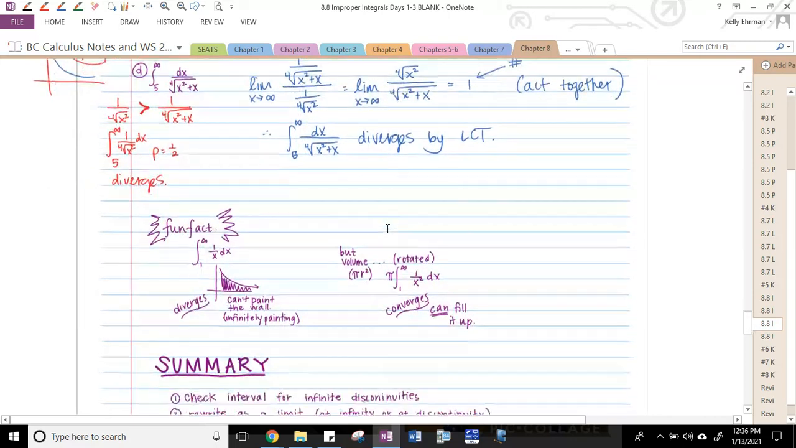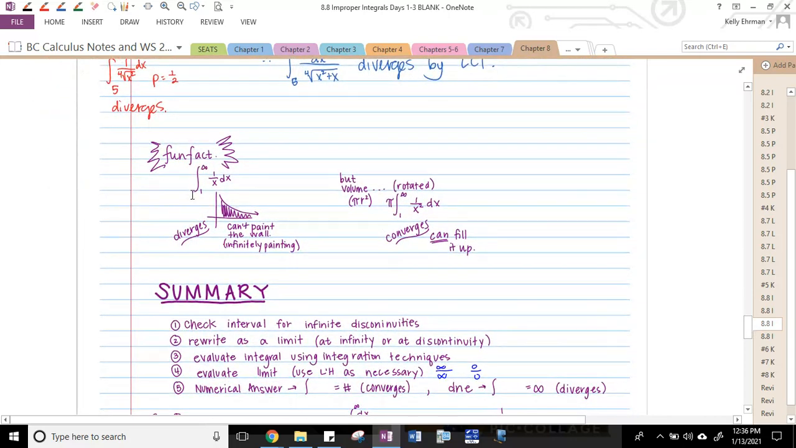Kind of an interesting fact down here. We know that the integral from 1 to infinity of 1 over x dx diverges, right? Because it's a p integral and p equals 1. Anything less than or equal to 1 is going to diverge. So what that's saying is the area under that curve never stops growing. Think of it this way. You can't paint that wall. You'd be painting forever, right? If I said paint the space under that curve from 1 to infinity, you would never stop.